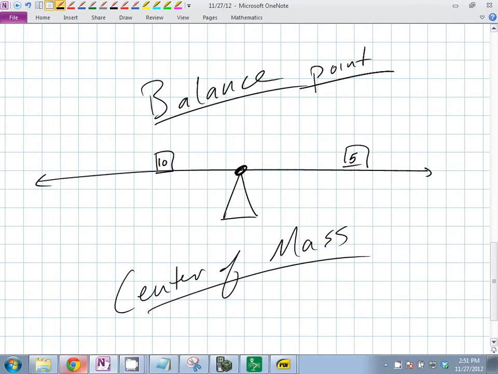Where the density changes all over the place. So you're going to have a function that models density across a surface. And what are you going to find? The center of mass, which is also another way of saying the balance point.